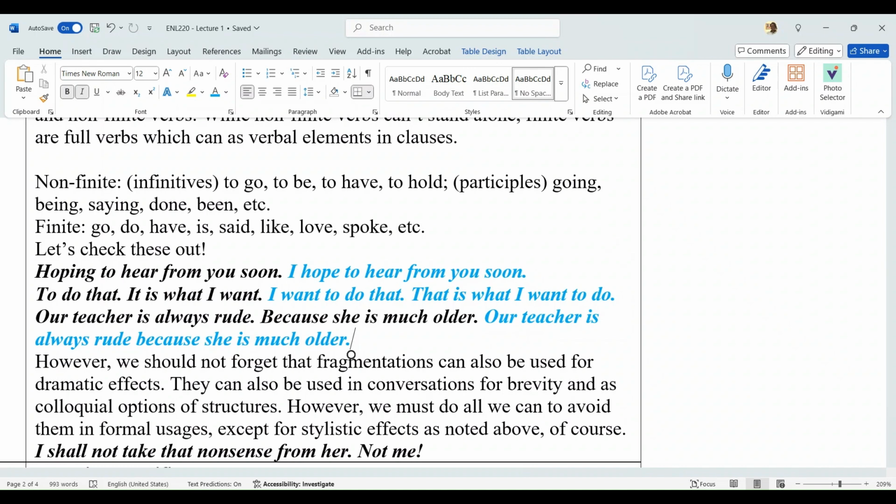Let's look at this example. I shall not take that nonsense from her, not me. In a dramatic piece, in a novel, this is perfect. It expresses emotion. It expresses depth of emotion, which when you say it's a dramatic piece, it's supposed to be dramatic. And that is the whole point that we are making here. Let's take note of this and be able to ensure that we know this as we go along.